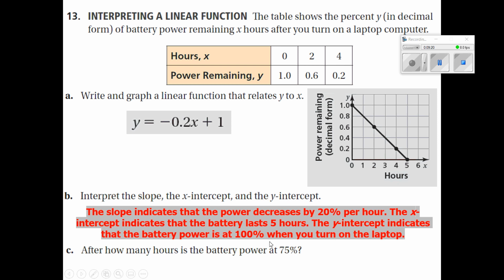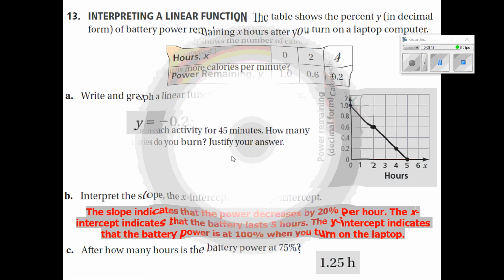After how many hours is the battery at 75%? Well, 75%, that's 1.25 hours. Right? 75% of 1 is going to be about right there, right? So you got 1.25 hours. The easy way you could do it is to go ahead and put 0.75 equal to negative 0.2x plus 1 and solve it. All right, let's go ahead and go to number 15.